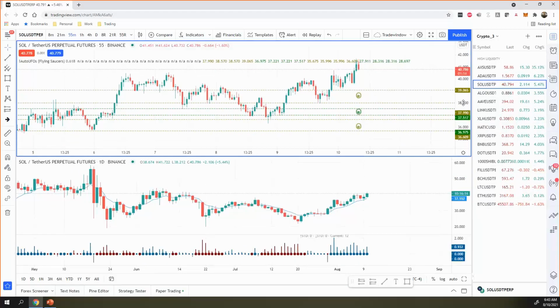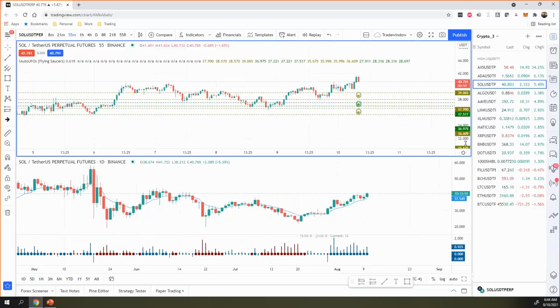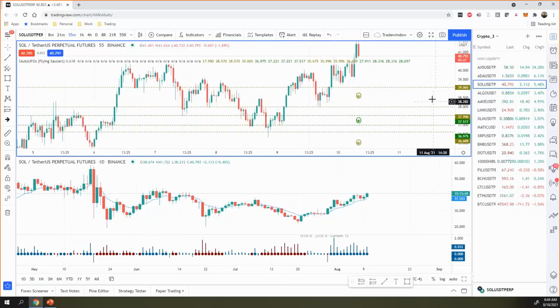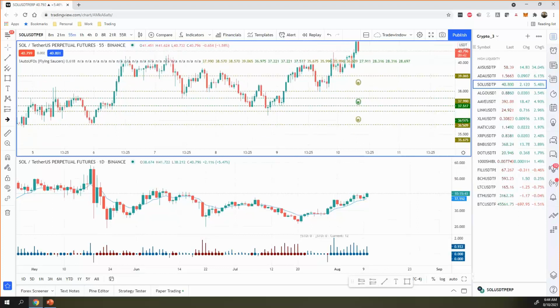Let's take a look at some of these other ones. So Sol, it's at 40.8, pushing down. Moving average is at 37.54. That's in this essentially area down below. 37.54. Yeah, 37. So this UFO might actually be a proper entry for this.